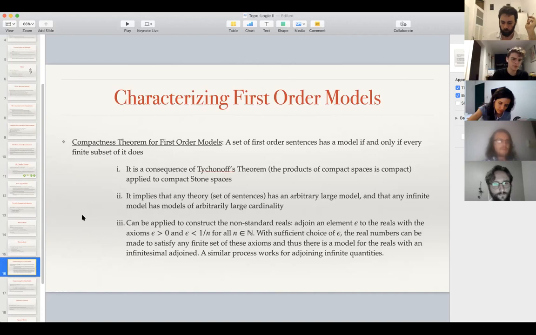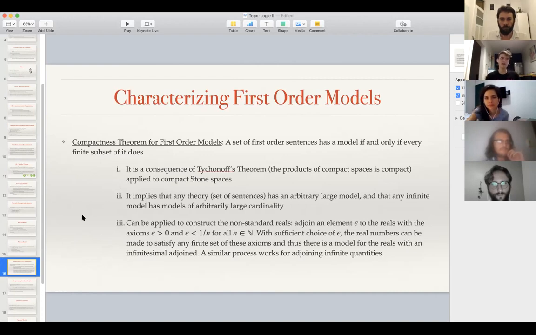But there are two very important theorems for first order models that actually give you that they are basically the best models of logic in a way. We'll see what that means in a few. But the first one is compactness for first order models.